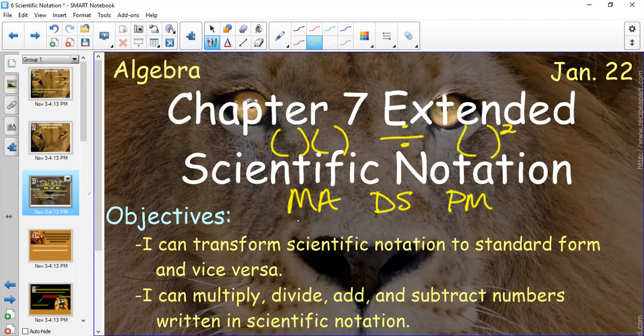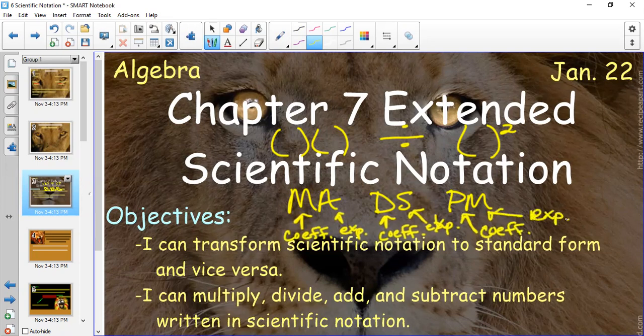Keep in mind, M stood for what to do with the coefficients, so multiply them. A stood for what to do with your exponents. Same as DS. First letter is coefficients, second letter is exponents, so divide and subtract. And then same with PM. P stood for the coefficients, so power them up. And M stood for the exponents, which was to multiply your exponents.